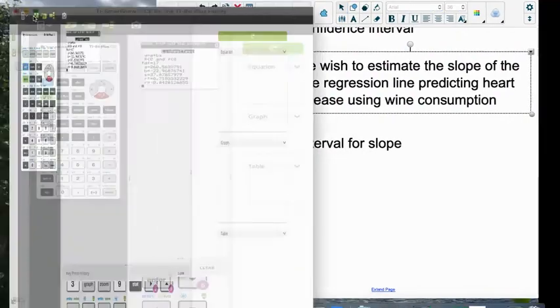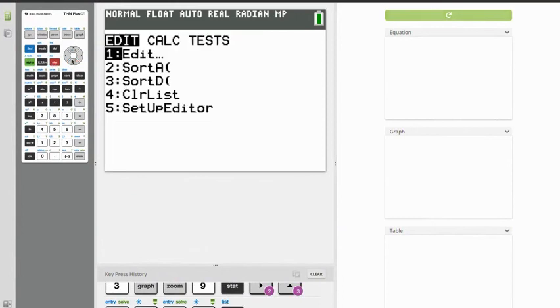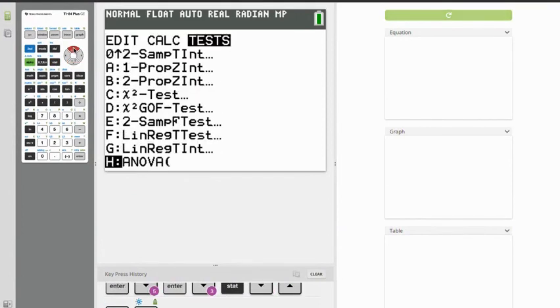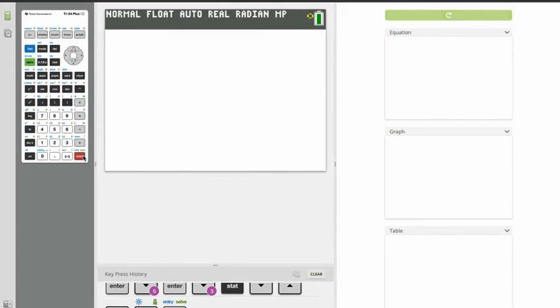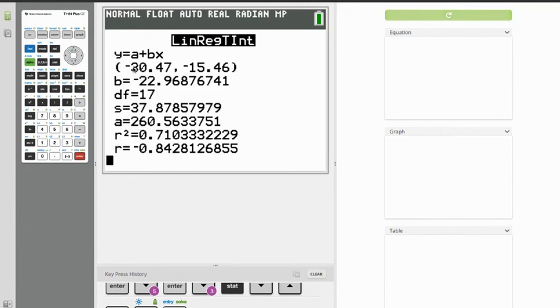now if you just go to your calculator and just go to tests, now we're just doing a linear regression t-interval. Tells us our interval is from negative 30.47 to negative 15.46, which matches what our significance test told us. All values in here are negative, so we would reject the null hypothesis.